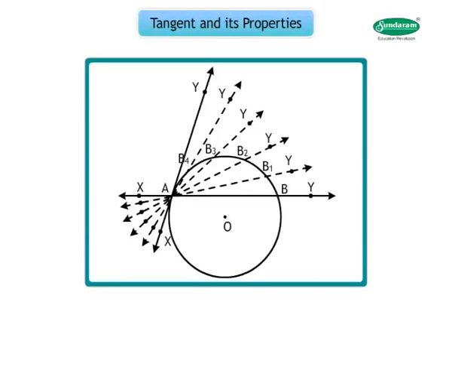Let us look at the tangent and its properties. Consider a circle with center O. Let line XY be the secant of the circle intersecting the circle in the points A and B. Imagine that the secant XY rotates about A, intersecting the circle at B1, B2, B3, B4 and so on.